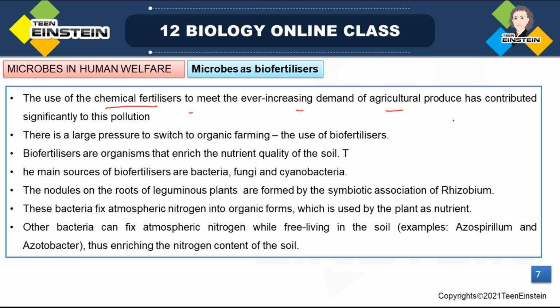But on the other side, chemical fertilizers are mainly contributing towards pollution. The high polluting content of these chemical fertilizers made us think about organic farming practices. That is a large pressure, because the level of pollution from chemical fertilizers is increasing day by day. So that is making us think about organic farming, that means the usage of biofertilizers.